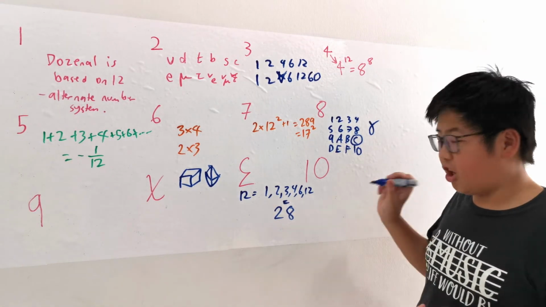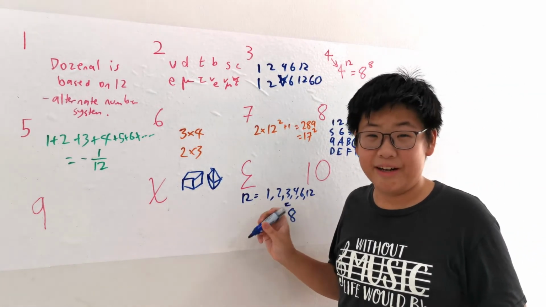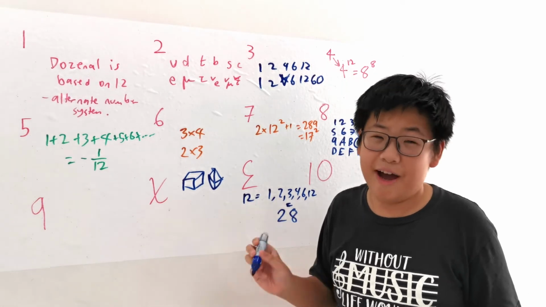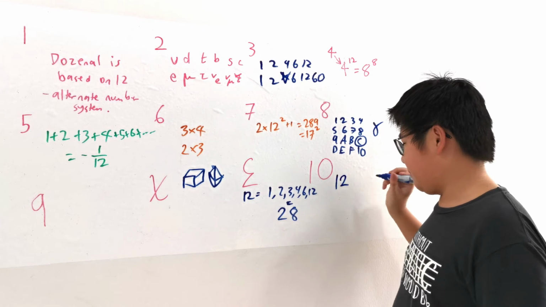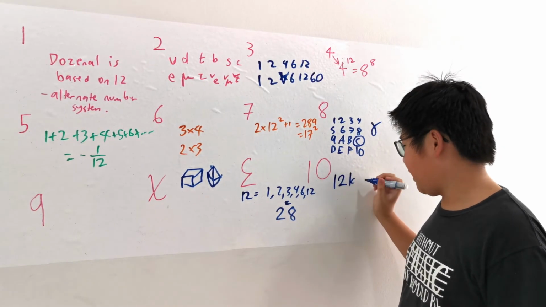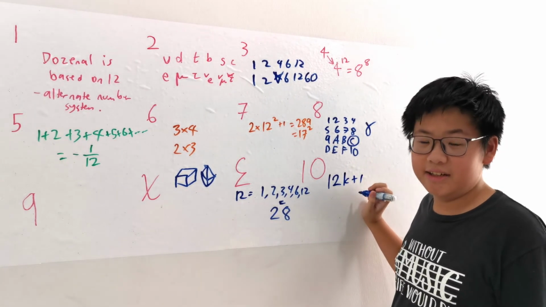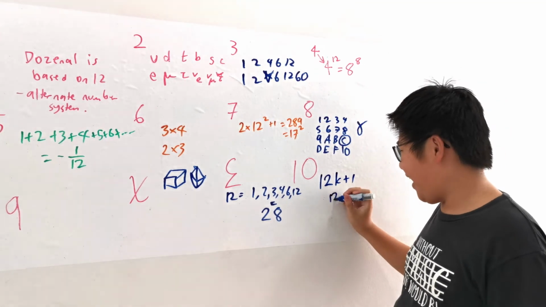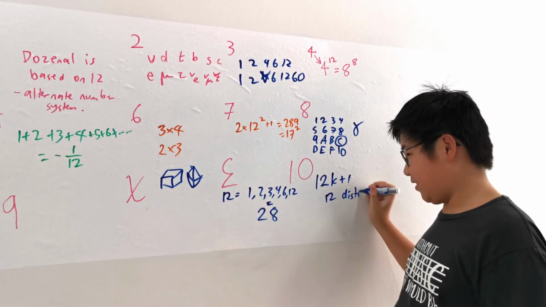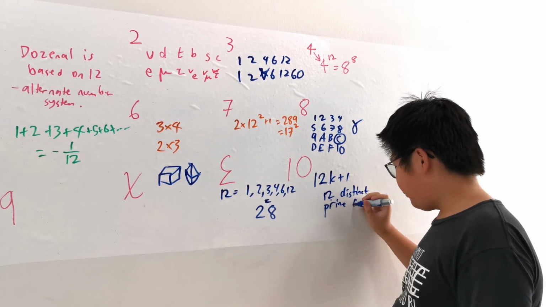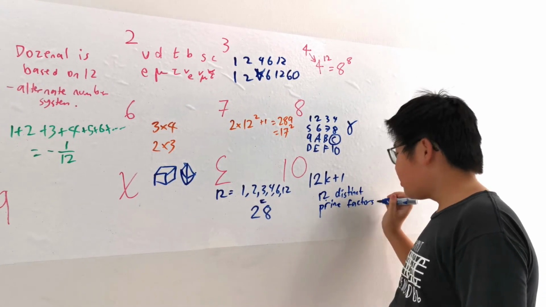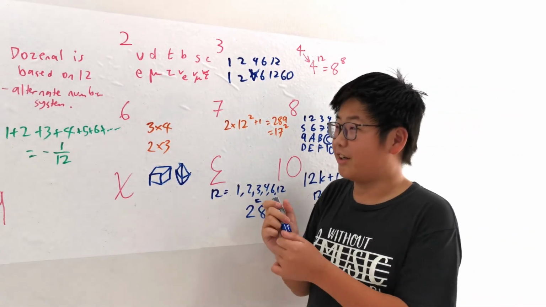If there are any odd perfect numbers, which we talked about, so far nobody has found any odd perfect numbers. But an odd perfect number is of the form 12k plus 1, where k is an integer. It must have at least 12 distinct prime factors.